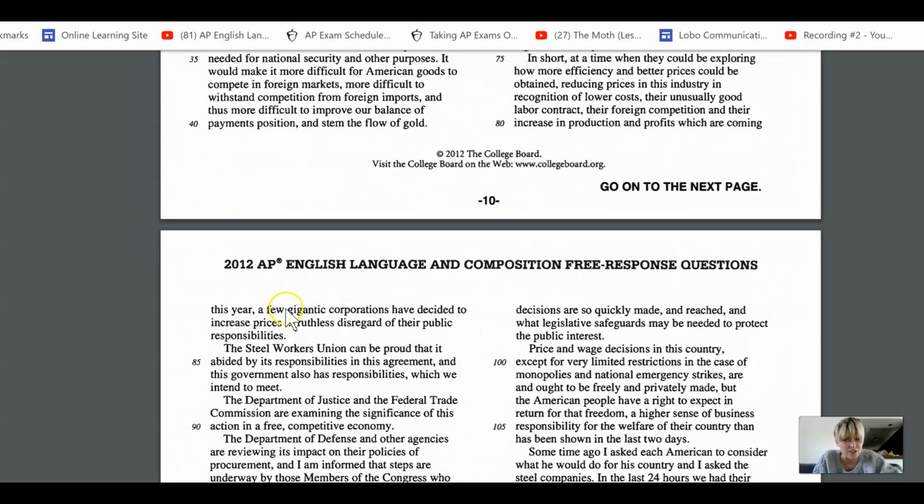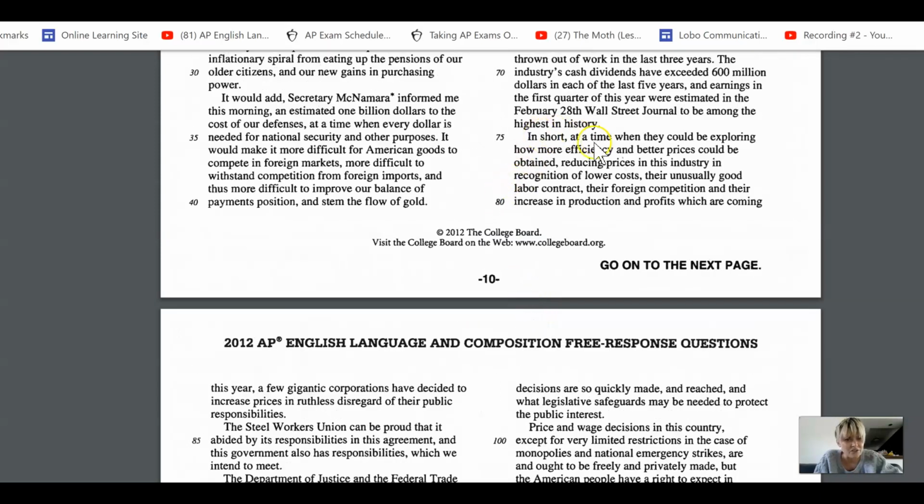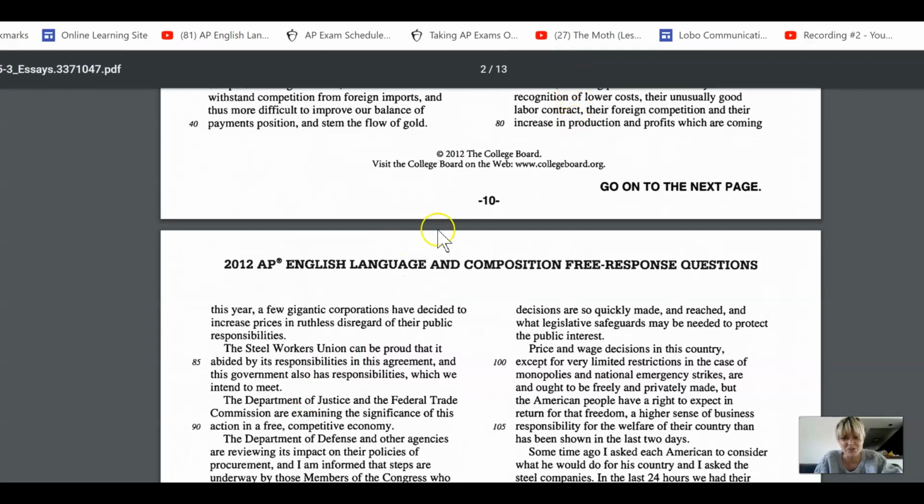Notice the word choice here, gigantic corporations have decided to increase their prices in ruthless disregard. So very powerful, biting language here. It just shows them as complete villains in this whole process. After he's basically listed all the reasons why they wouldn't have to do that, and then he brings out how they did it anyway. So kind of a rhetorical choice there.